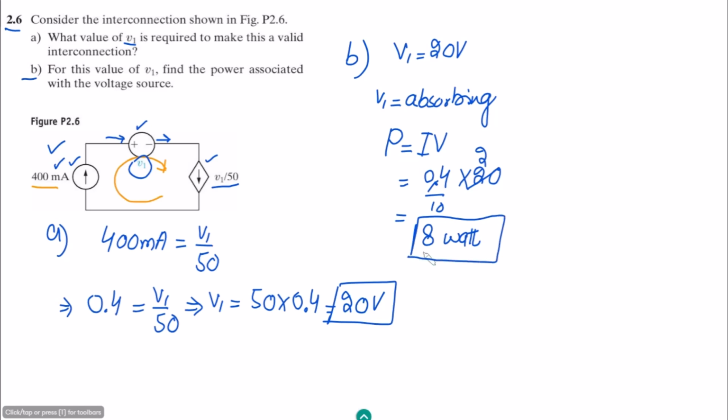So that's it for today, in which we have discussed the dependent current source and also the requirements for making any circuit a valid electric circuit.